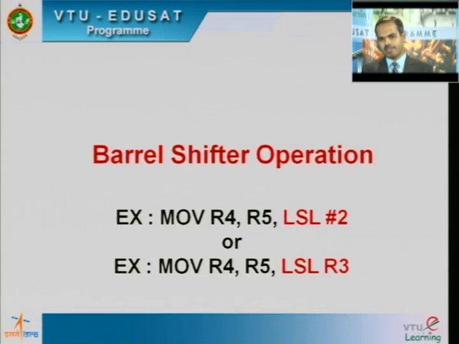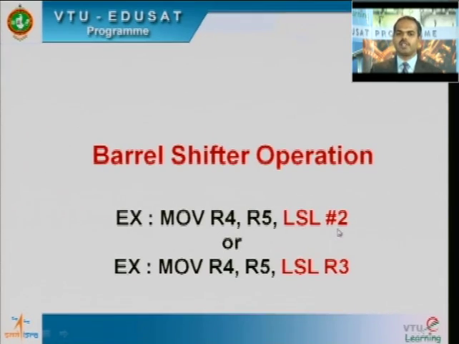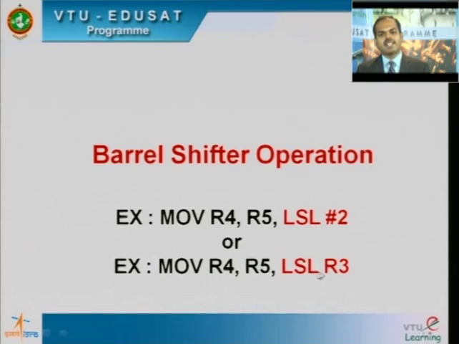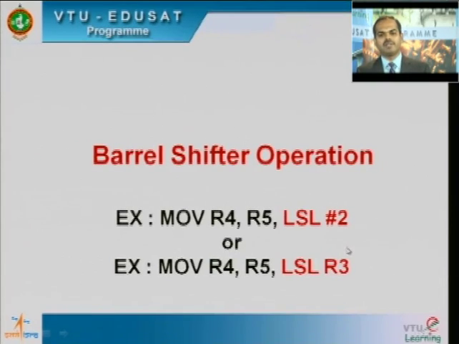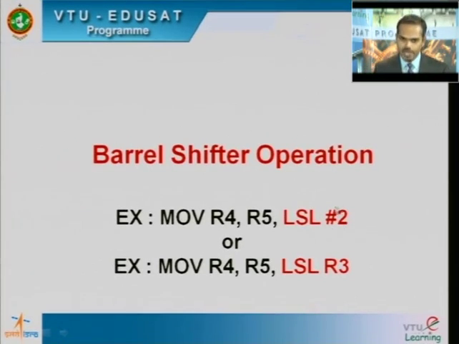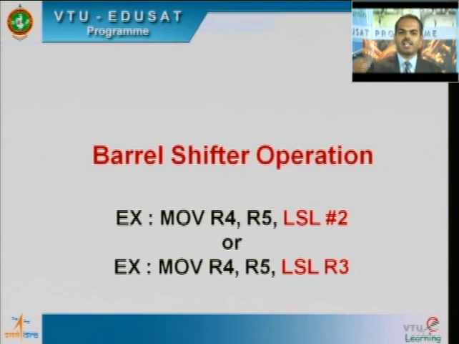Now coming to the barrel shifter operation. MOV R4, R5 is a simple instruction that copies R5 content to R4. Now, LSL #2 is a logical shift left by 2 positions. This instruction can also be written as MOV R4, R5, LSL R3, where R3 holds the value 2. That means the shift amount for the barrel shifter can be given as an immediate value or a register value, 2 possibilities. What happens exactly? R5 content is logically left shifted by 2 positions and then transferred to R4.